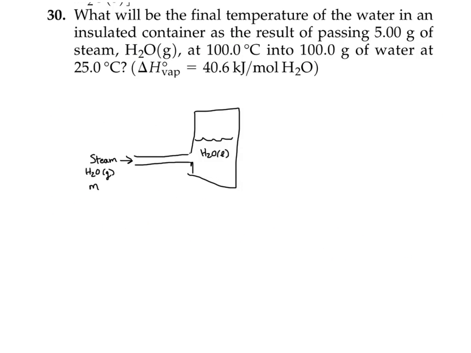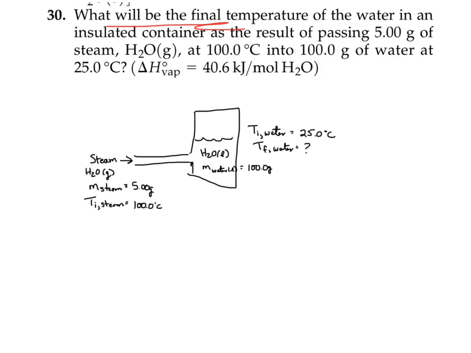For this one, we're passing steam, gaseous water, through liquid water. It gives you the mass of the steam that we want to pass. It gives you the initial temperature of the steam. For the water we're passing it through, it gives you the mass of the water, and it gives you the initial temperature of the water, but it does not give you the final temperature of the water. In this case, it wants you to tell them what the final temperature of the water will be.